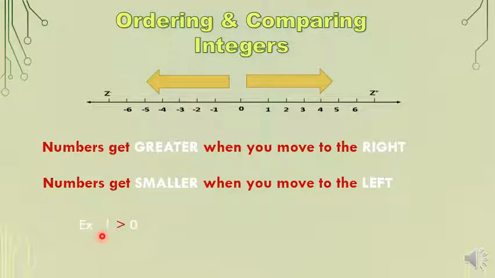Example: 1 is bigger than 0 and negative 1 is smaller than 0. 1 is smaller than 100. Negative 1 is bigger than negative 100.